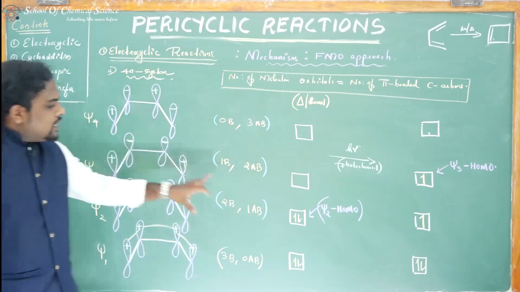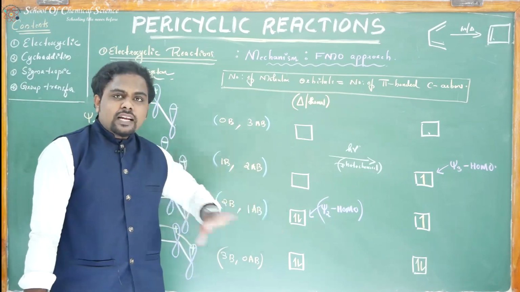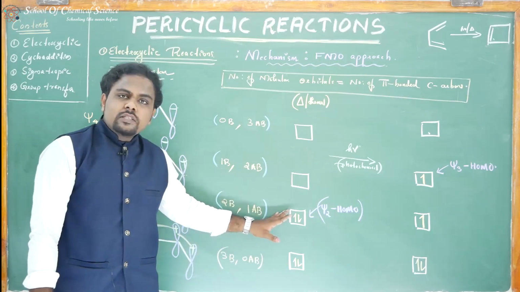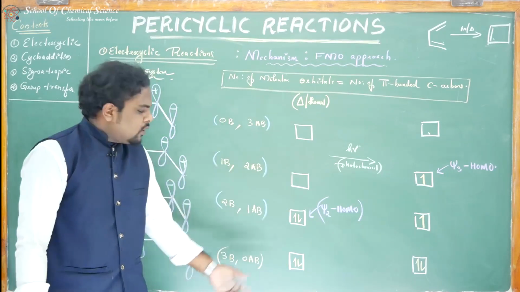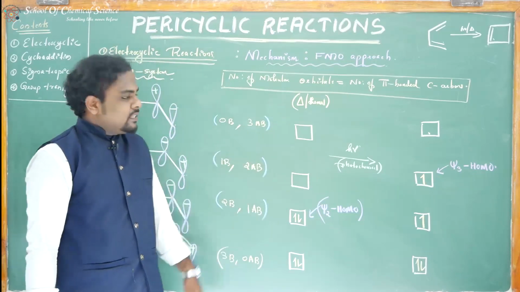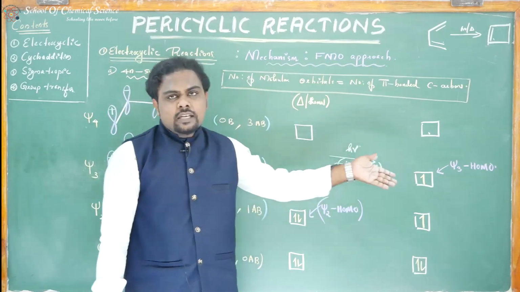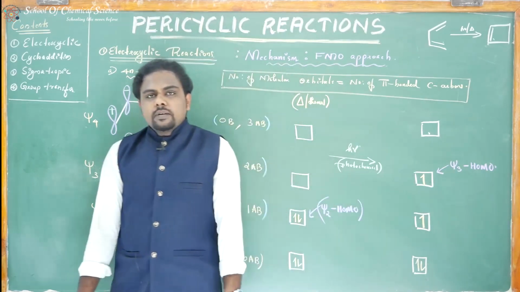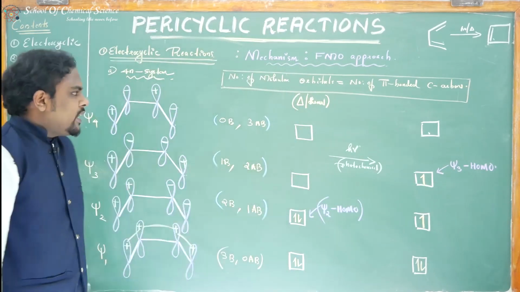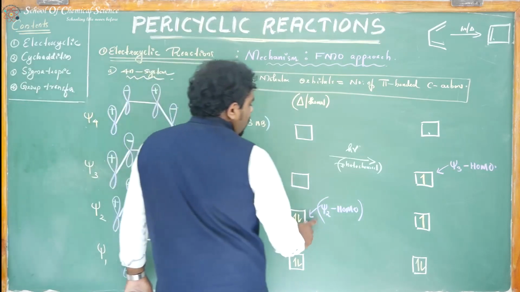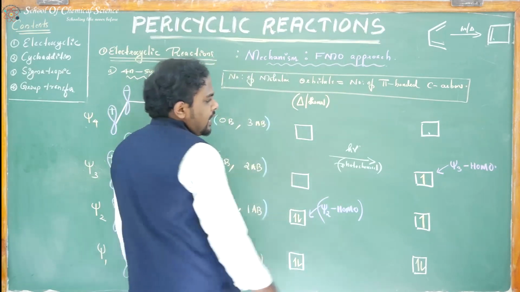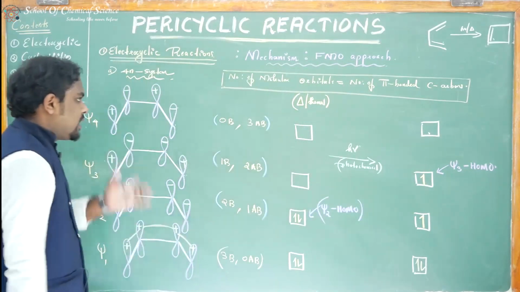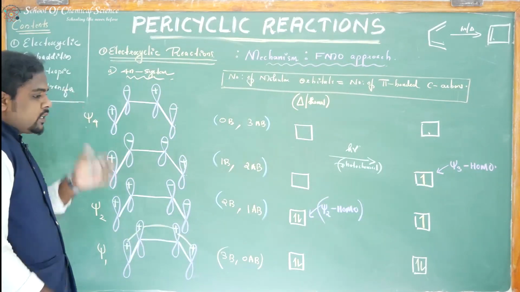Under thermal condition, psi 2 is the HOMO, because under thermal condition electrons are arranged according to Pauli's exclusion principle. There is no excitation of electrons. But when you irradiate it with light, under photochemical condition, one of the electrons is excited to the next molecular orbital, psi 3. So for thermal condition, psi 2 is the HOMO and psi 3 is the LUMO. Under photochemical condition, psi 3 is the HOMO and psi 4 is the LUMO. Clear? So make a note.